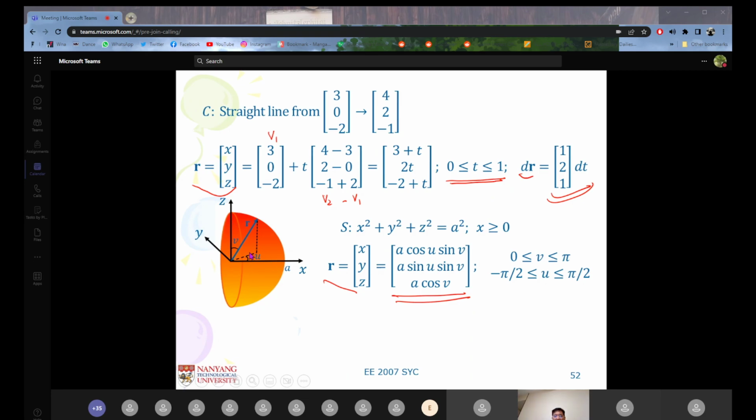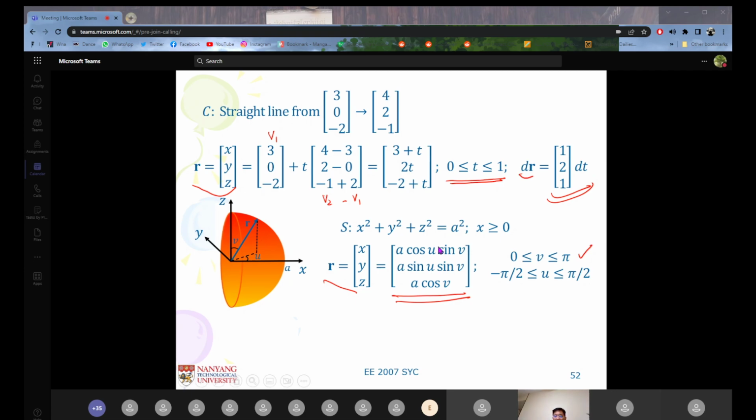So in this case, how should you determine the range of U and V? Clearly, you draw the diagram. That's why it's important that you know how to visualize it so that you can determine the values of U and V. If you look at V here, starting from this point, you sweep down until here. So V will go from 0 to pi. This one is not too difficult to understand.